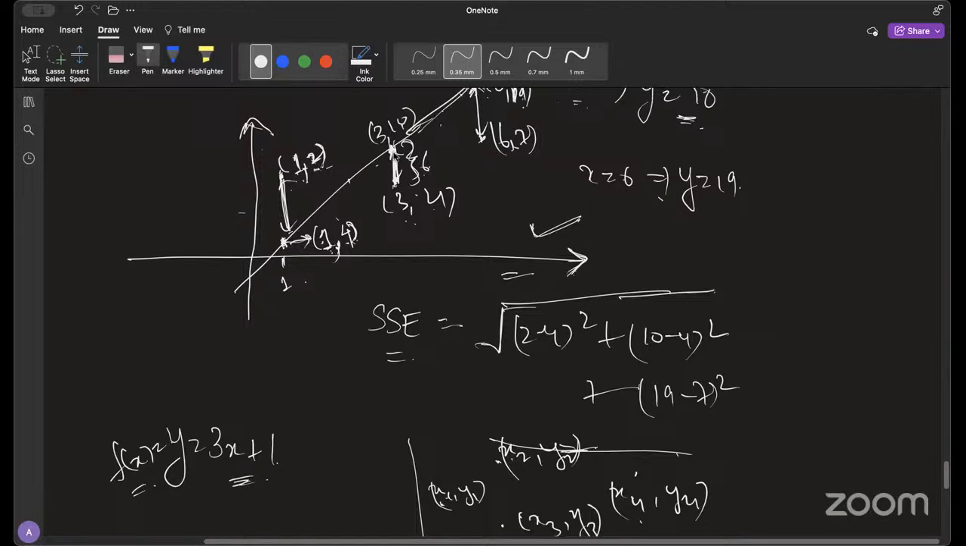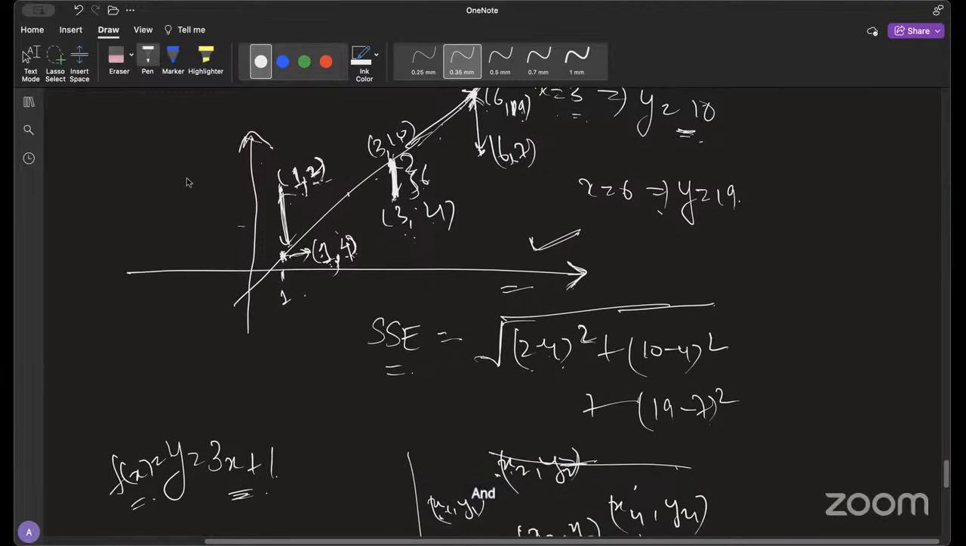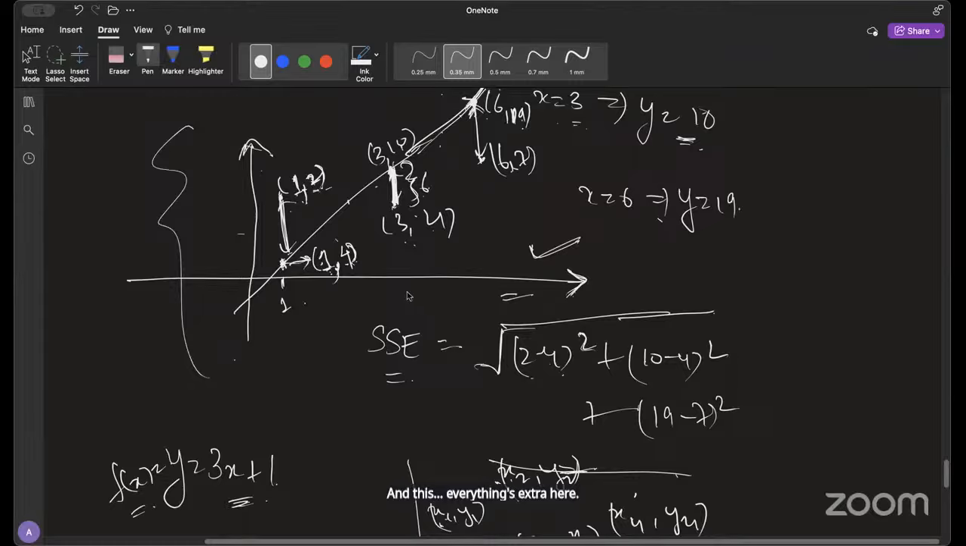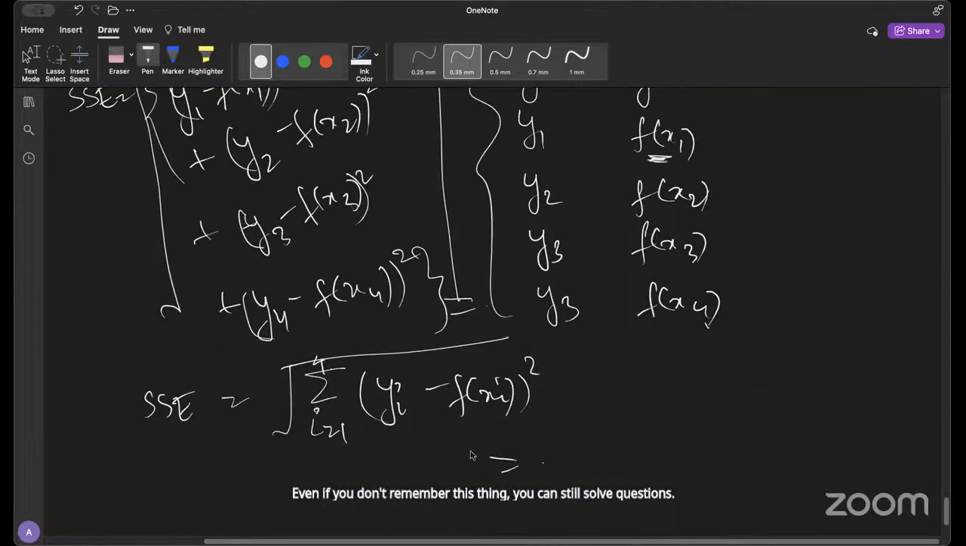So you're basically just finding the square of this height. This height is just 2 minus 4. You take a square so that these heights don't cancel out each other. They could be negative, right? So in order to make sure that everything is positive, we take a square. That's all. Everything else is extra here. Even if you don't remember this, you can still solve questions. For solving the question, you just need to know this formula. That's all.